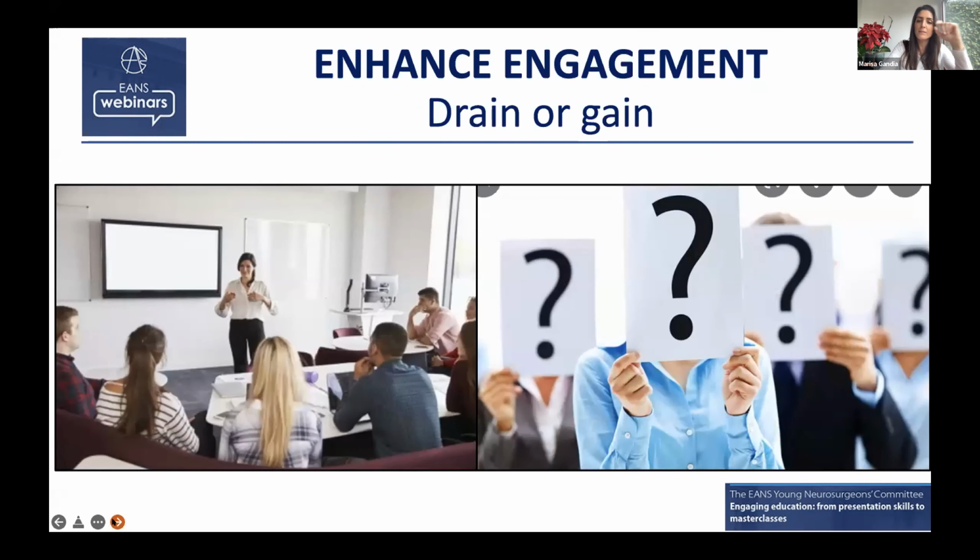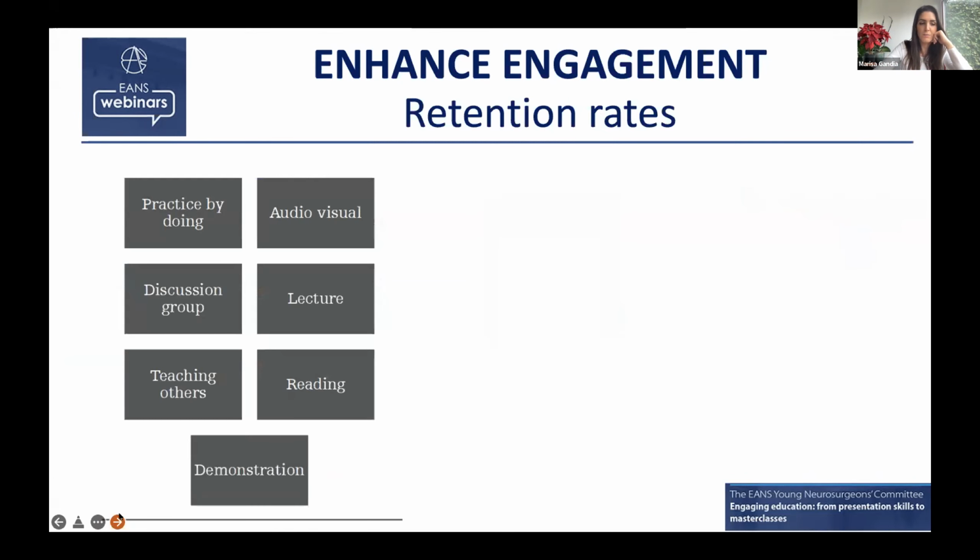And to make them gain, you have to be interactive. So you need to ask questions, boomerang questions, for example, or you can do discussion groups, or you can just follow your storytelling with the tips to make them think and ask themselves several questions. That's how you can enhance the engagement.